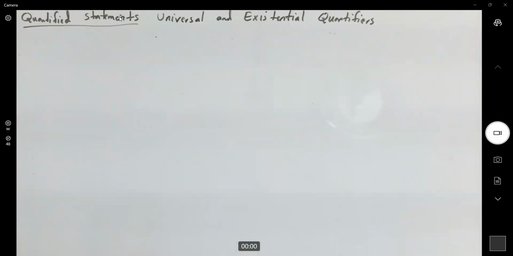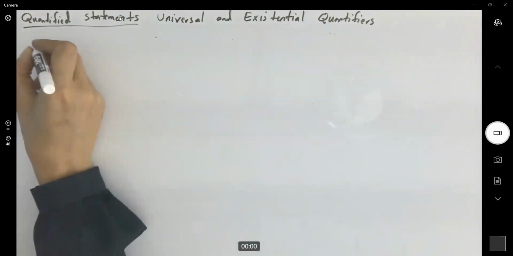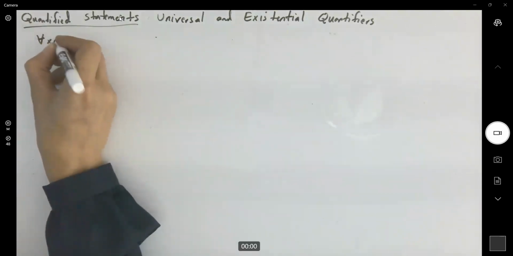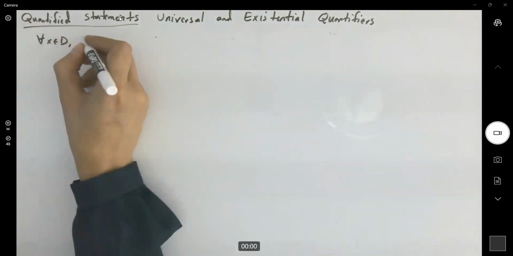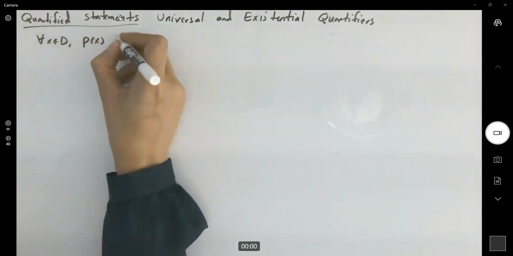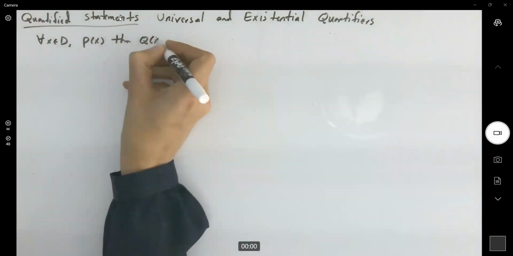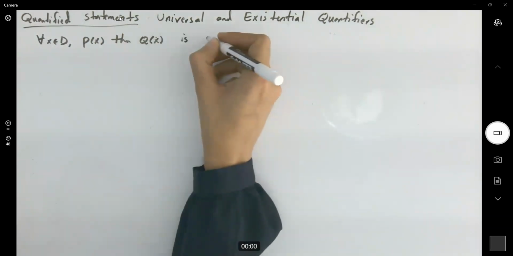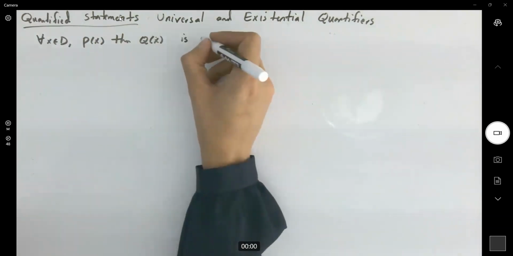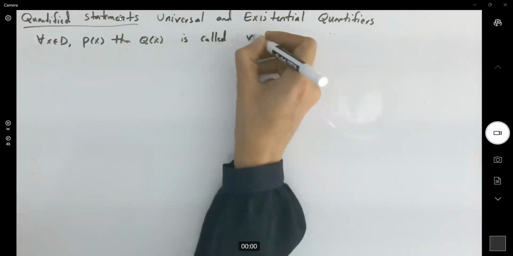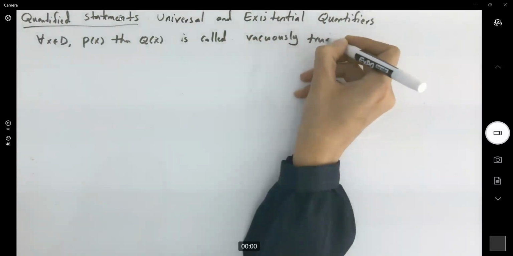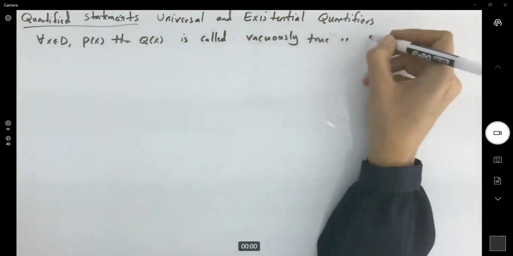Just a notation for you. An implication, like for every x in domain D, Px then Qx, is called vacuously true or true by default.